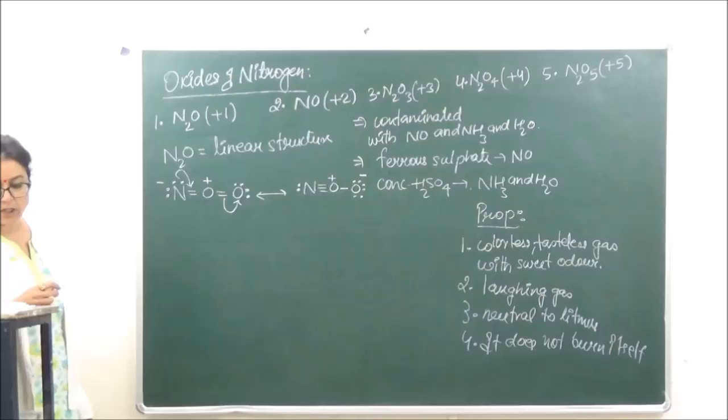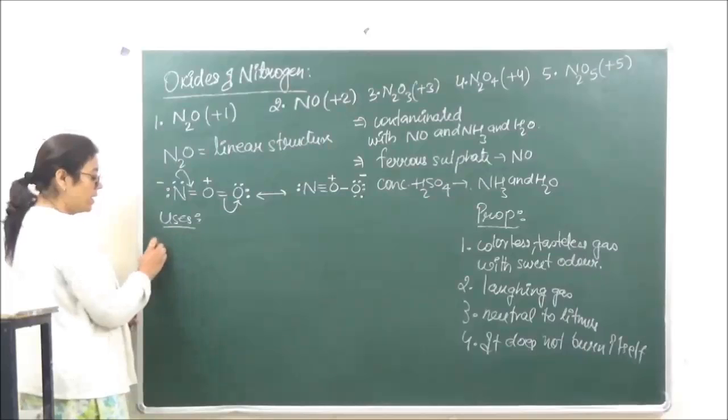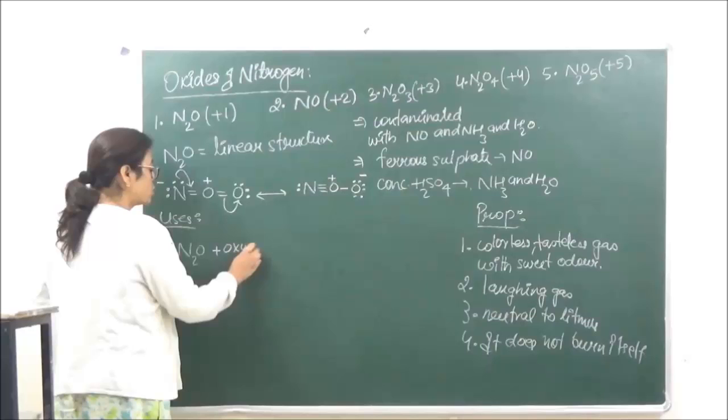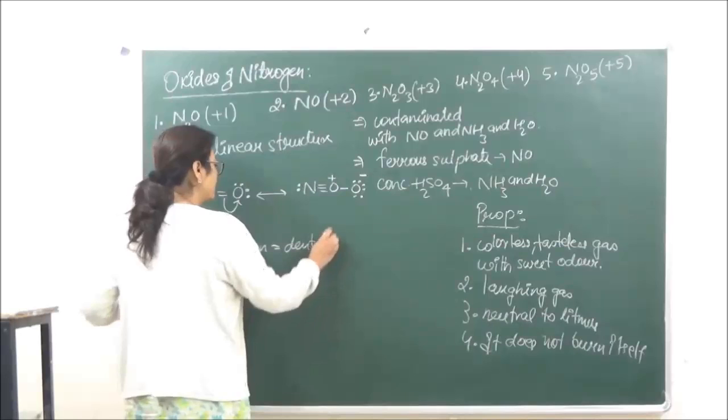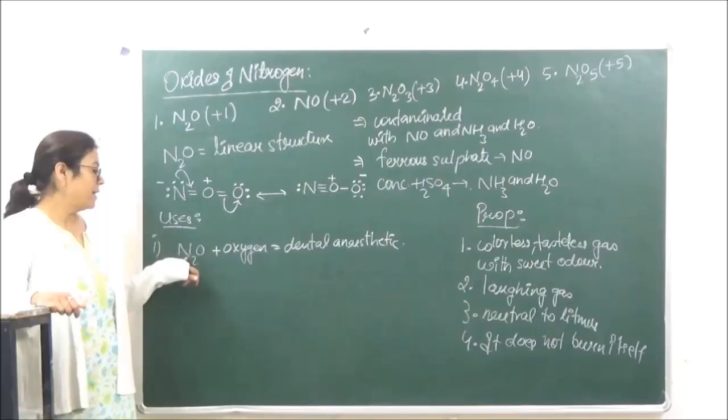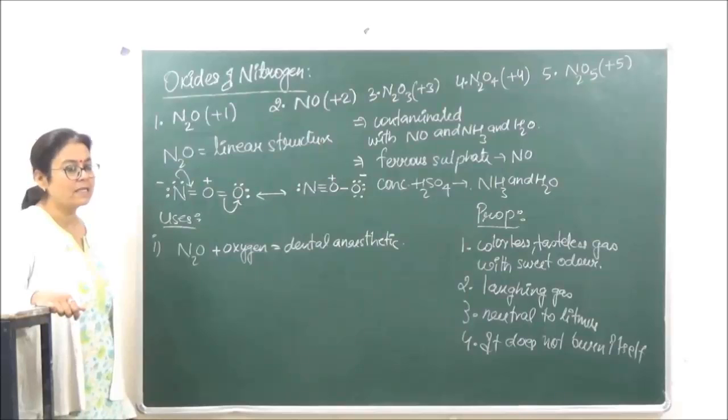When we are looking at uses of nitrous oxide, the first use is a mixture of nitrous oxide plus oxygen that is used as a dental anesthetic. जो injections देते हैं when you are going to the dentist for your dental treatment, so उसपे it has a mixture of nitrous oxide and oxygen. ठीक है? That is going to behave as an anesthetic. उसको सुन करने के लिए काम आता है.